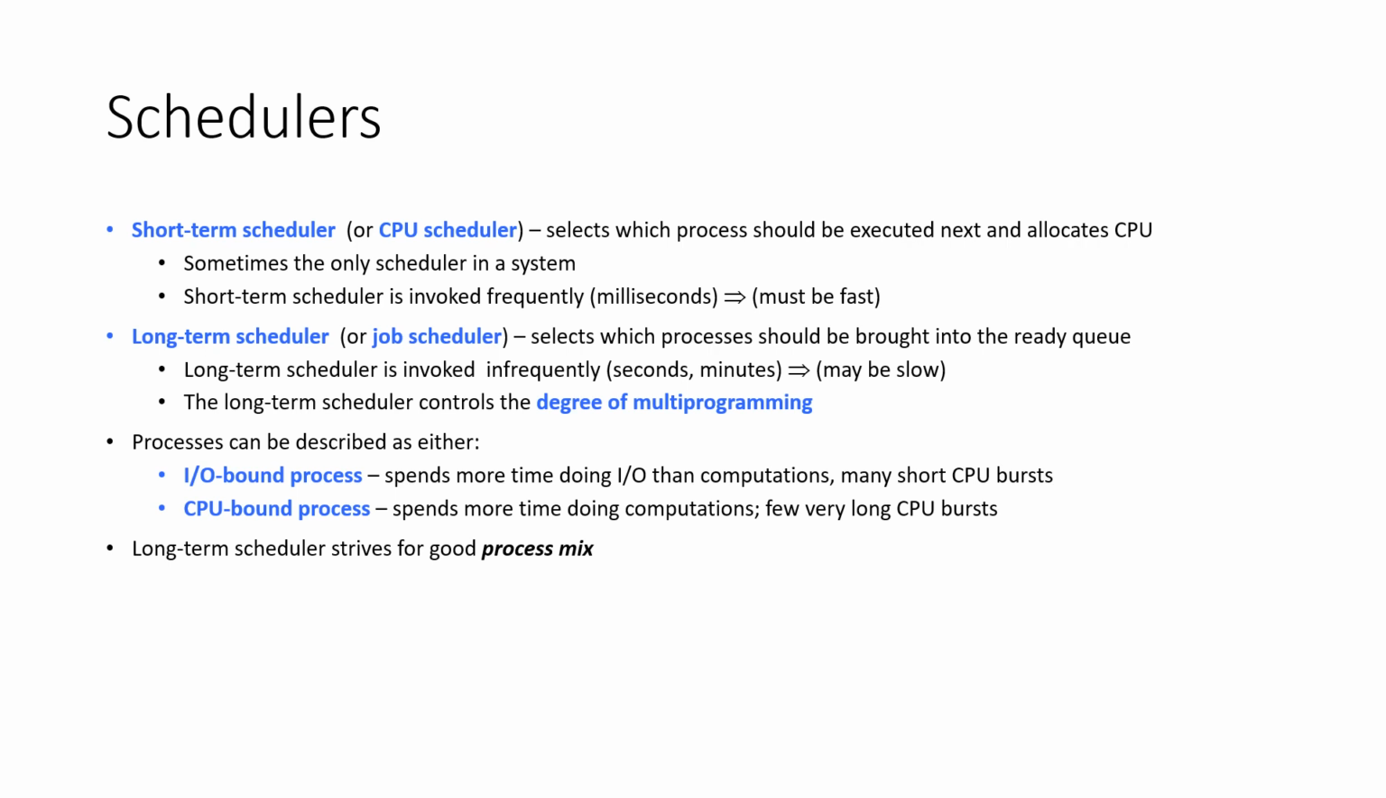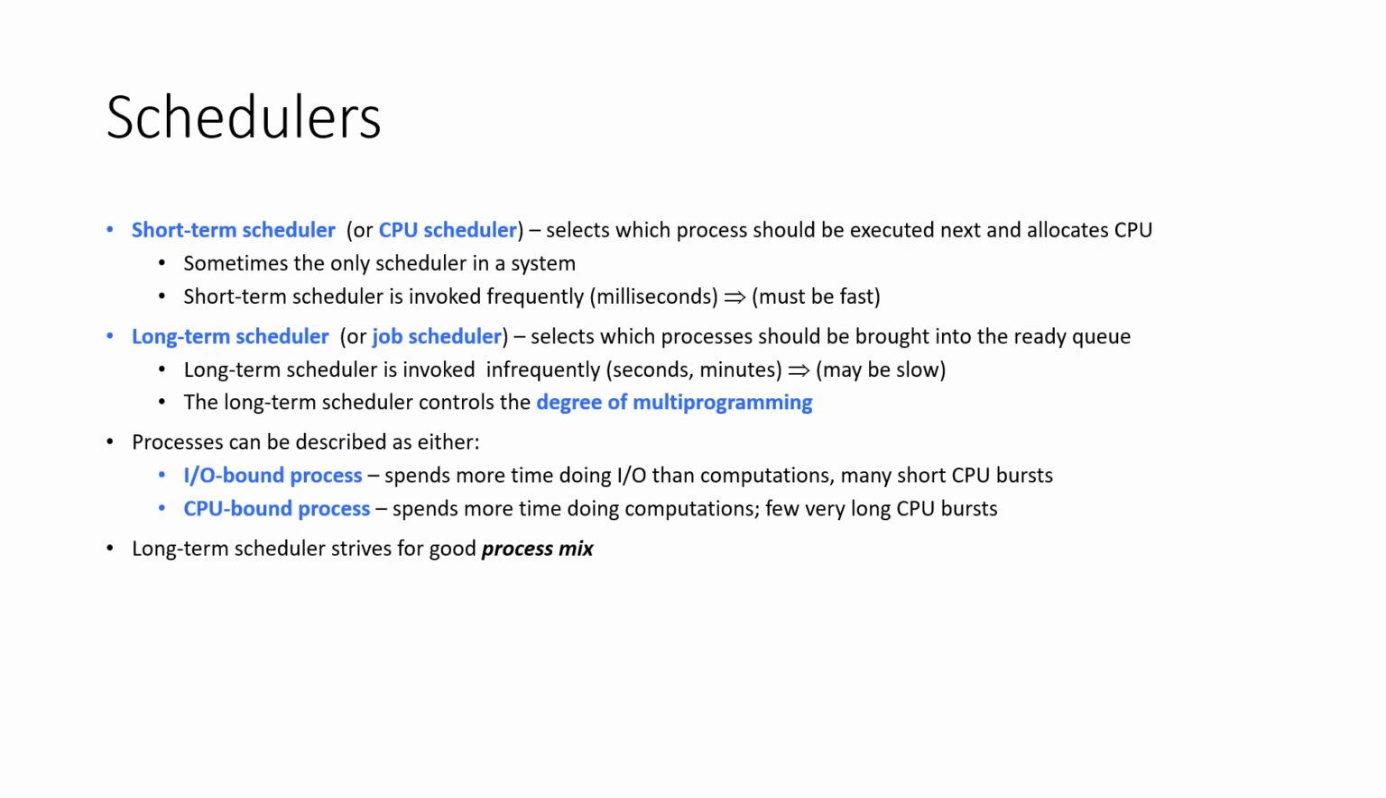We can categorize these processes into two types: IO bound process and CPU bound process. An IO bound process spends more time doing IO than computations. That means it is taking less CPU time and more IO. For example, if you are typing a document, then it is an IO bound process because it is interacting with the keyboard more than with the CPU. That's why it's called an IO bound process.